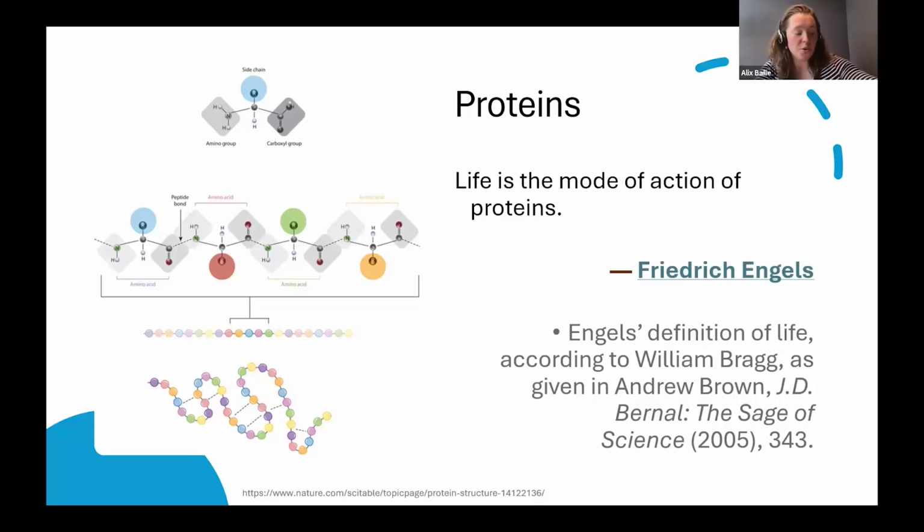Before I hand over to Nathan, I just wanted to give a very quick recap on some background on proteins themselves. Friedrich Engels said that life is the mode of action of proteins. The way in which proteins are taught in schools is that we have our primary, our secondary, and our tertiary structures. These come together to form impressive structures that can undertake many different biological reactions.